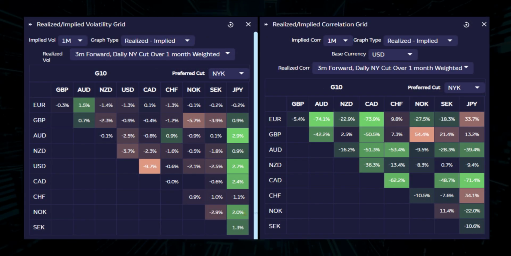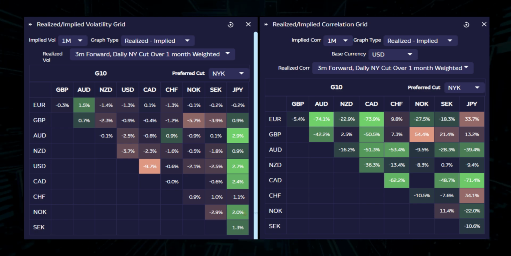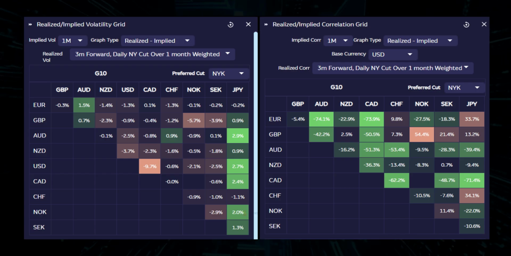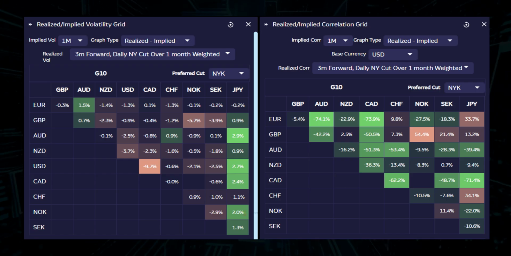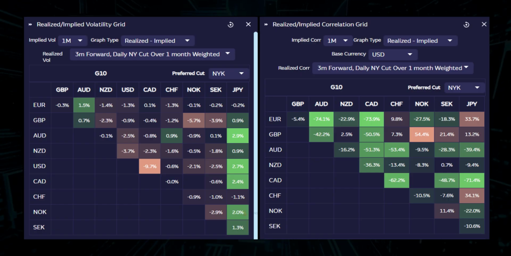Together, these grids form the foundation of market analytics, enabling traders to evaluate whether implied expectations are justified by realized outcomes, both in volatility and in correlation dynamics, across currencies, regions, and maturities.